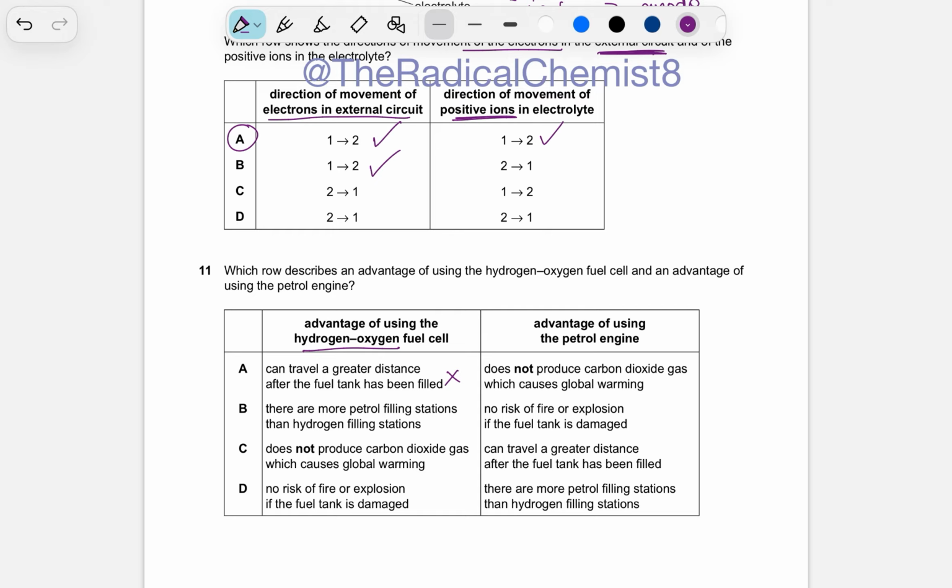There are more petrol filling stations than hydrogen filling stations. Well, that's not really an advantage for the hydrogen-oxygen fuel cell. This does not produce carbon dioxide gas, which causes global warming. That's correct. No risk of fire or explosion. That is incorrect, because hydrogen is an explosive gas. So based on this, we've just eliminated all of these, and your answer is C.